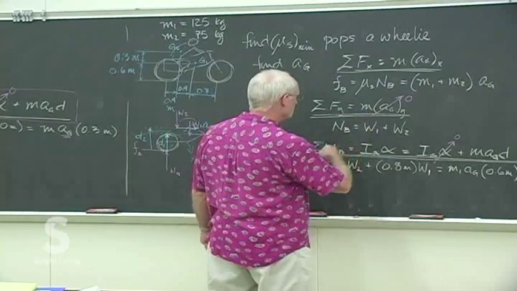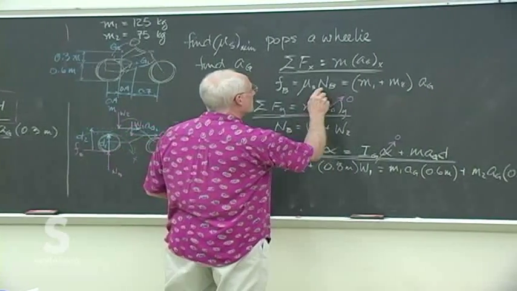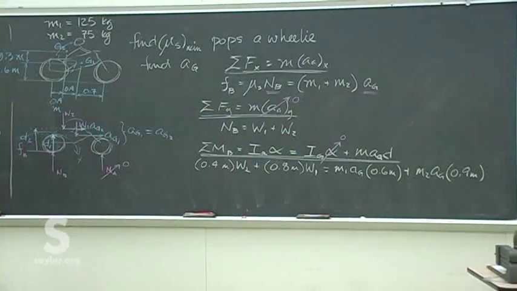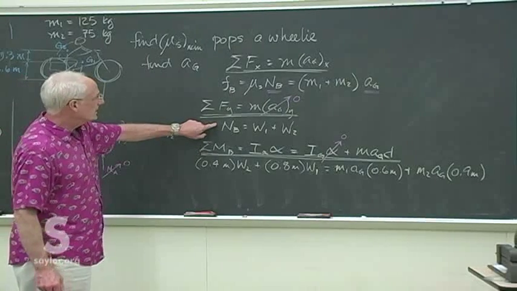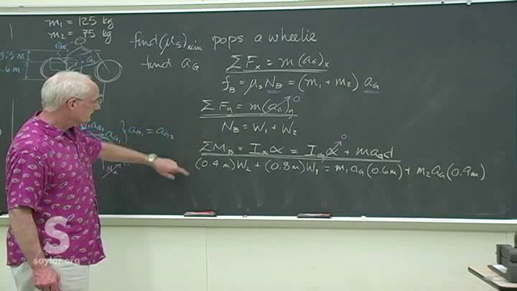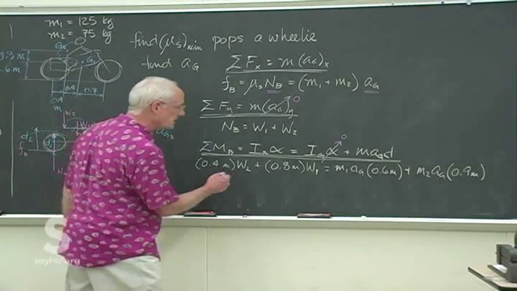So the masses are known. We've got two unknowns. I guess, let's see if we do. NB, AG. Did we even need this third equation? No, I don't think we did. But it's good practice to do it. It didn't give us anything. It would give us confirmation, I guess.